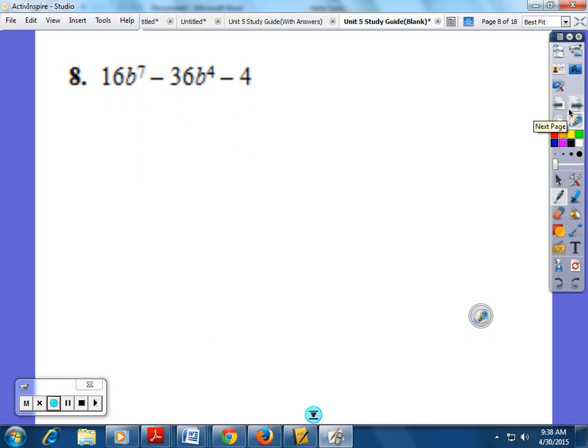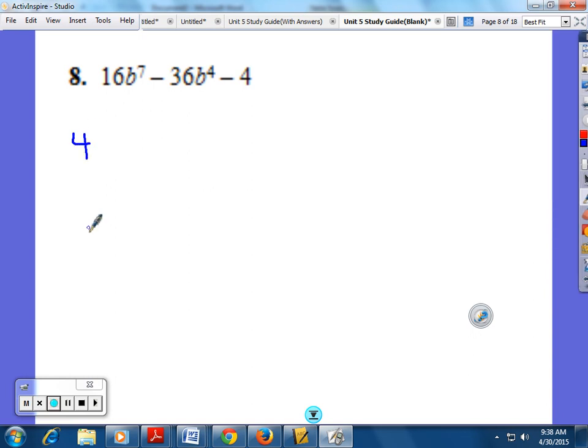Number 8, greatest common factor. The largest number that goes into all three of these terms is just plain 4. Okay? Do all of these terms have b's in them? No, so that's why we don't have a b in our greatest common factor. So now to find out what's in the parentheses, we divide our GCF into our original problem. That's going to be 4b to the 7th minus 9b to the 4th minus 1.